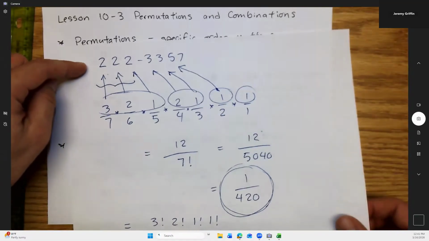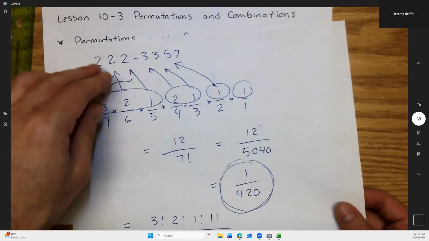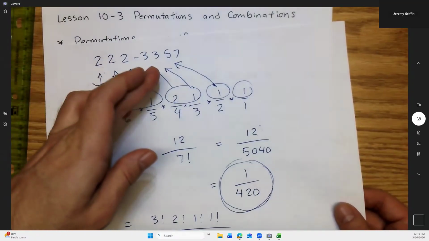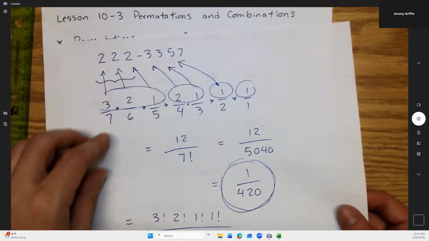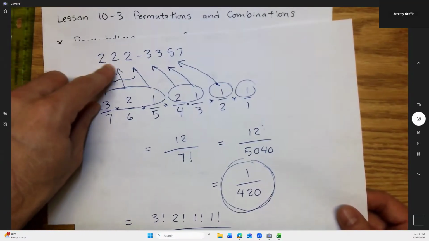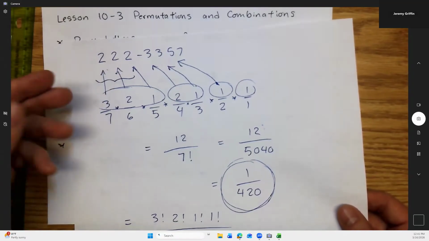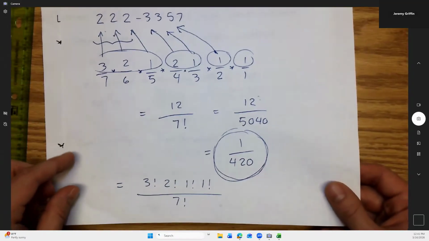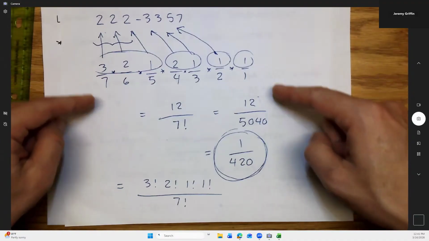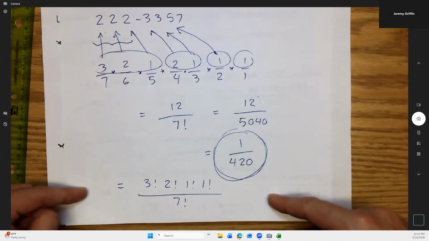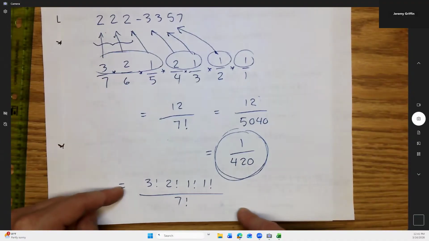So the question we're looking at is: if you have these seven numbers, 2, 2, 2, 3, 3, 5, 7, what's the probability of arranging them exactly in that particular order? And the catch is that these first three twos you could actually put in any order and it wouldn't change the outcome. So I went through it logically and walked you guys through this, and then we looked at the math after the fact and realized there's actually a pattern here.